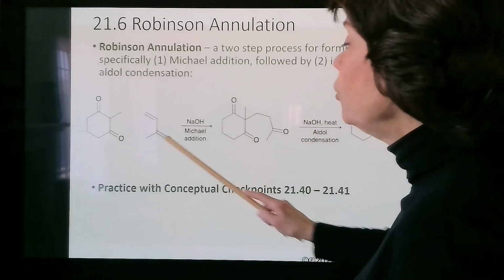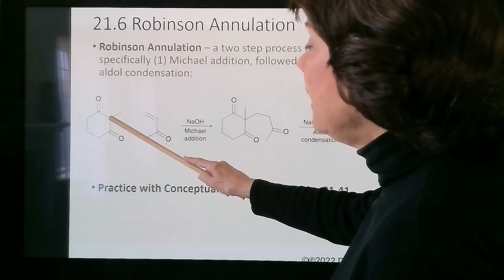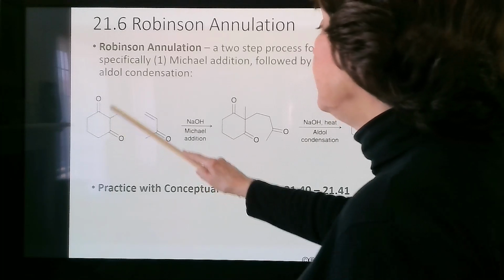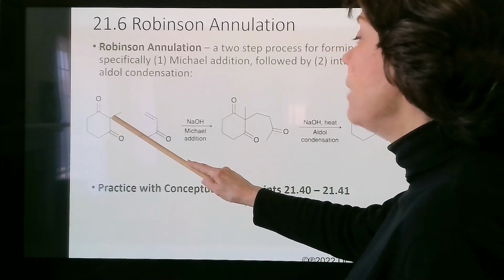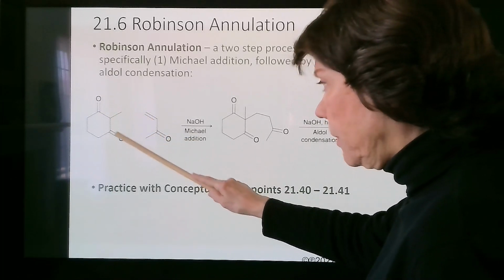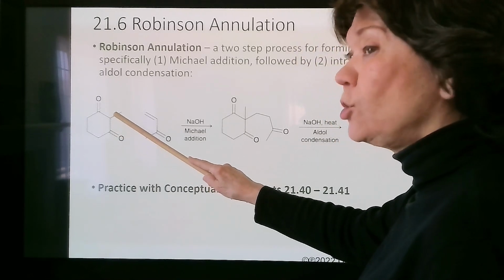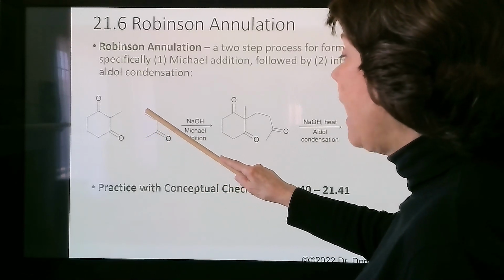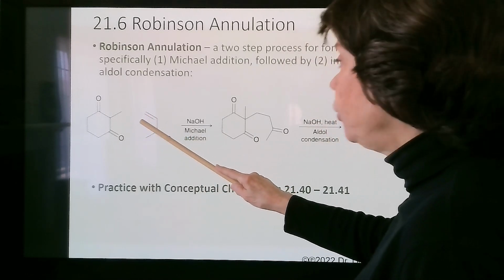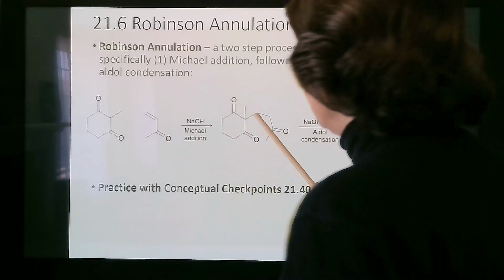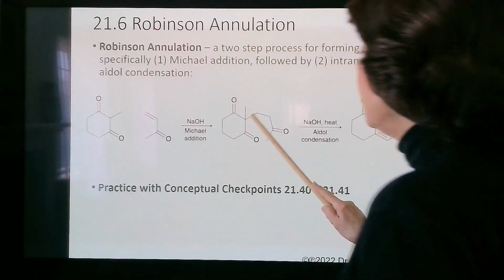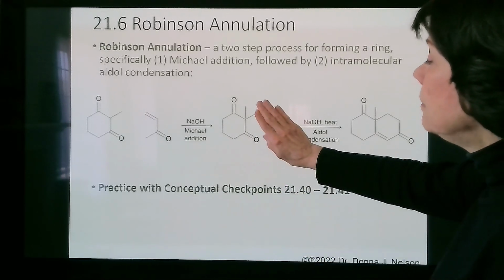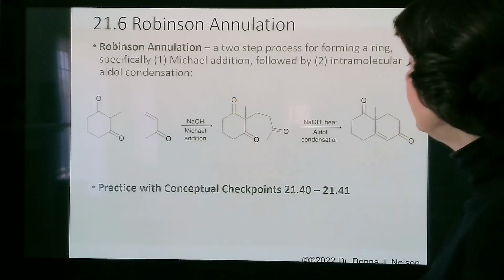The Michael addition, which you're already familiar with: the negative charge is generated here, stabilized by the 2 adjacent carbonyls. So you have your negative charge stabilized. The negative charge here is a smaller, partial negative, and so it will attack at the beta position, doing a conjugate addition. And here is the new bond that is formed right in here. You can see the carbon skeletons of your 2 reactants there.